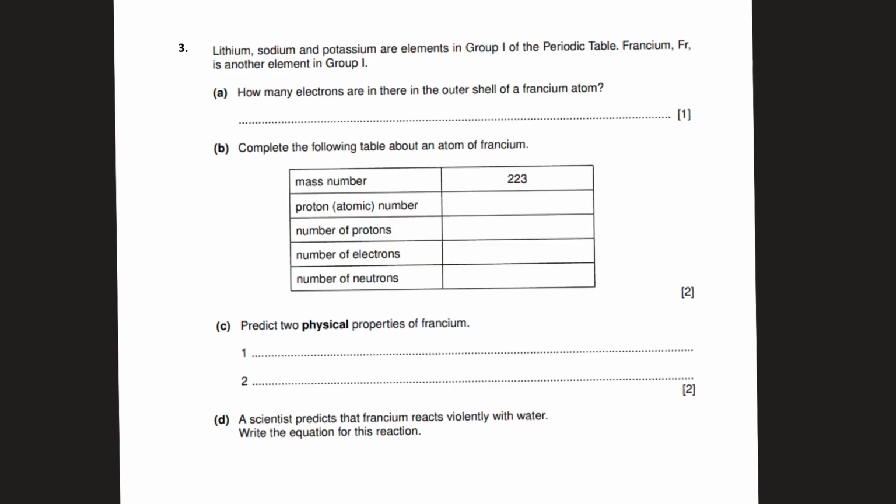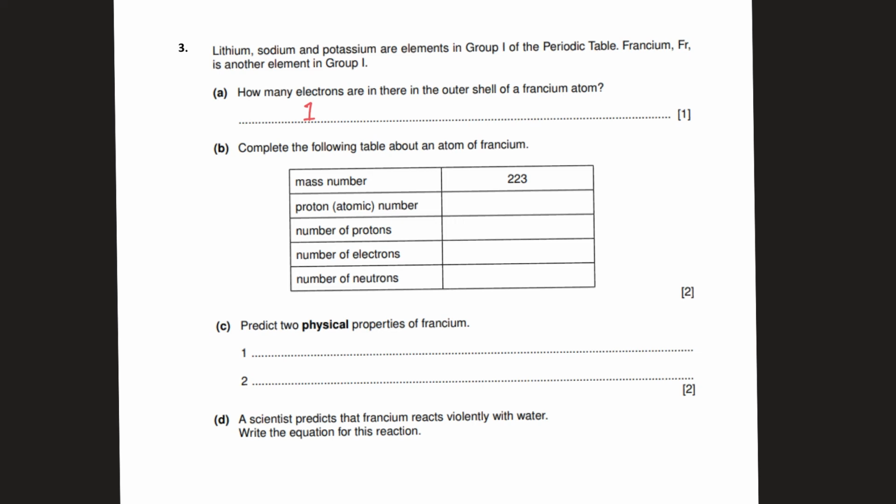Lithium, sodium and potassium are elements in group 1. Francium is also another element in group 1. How many electrons are there in outer shell of a francium atom? They've mentioned it twice that this is group 1. So it's going to be 1. You can write the number, you can write the whole word. I'm just writing 1. And the next one, complete the following table about an atom of francium.